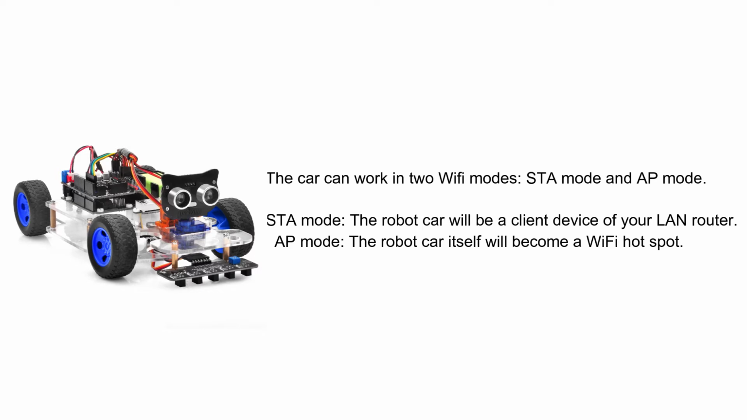Step 3, Testing. The car can work in two Wi-Fi modes, STA mode and AP mode. In STA mode, the robot car will be a client device of your LAN router. In AP mode, the robot car itself will become a Wi-Fi hotspot.